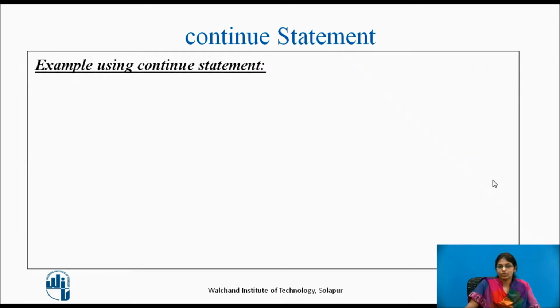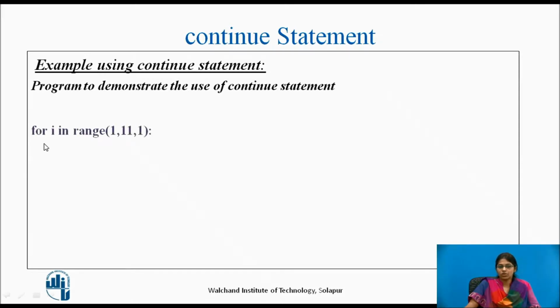Let us see an example using the continue statement. So here is a program to demonstrate the use of the continue statement. We are using a loop where i ranges from 1 to 11 with an increment of 1, and when i reaches 5, we are using a continue statement, else we are printing the value of i. So i is actually taking the values from 1 to 10. For the first 4 values, this condition becomes false. In that case, it is printing the values of i from 1 to 4.